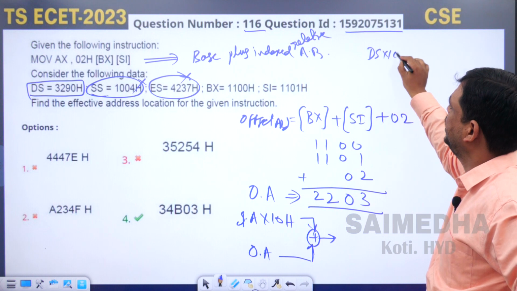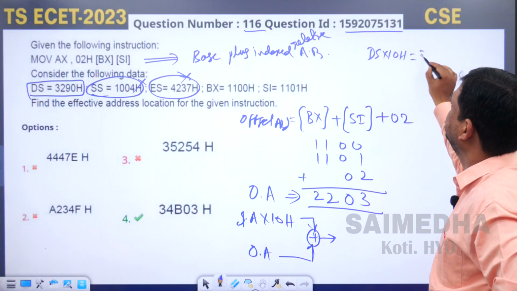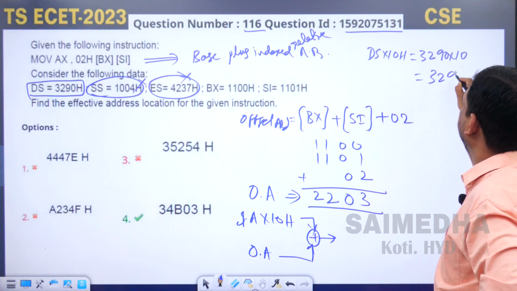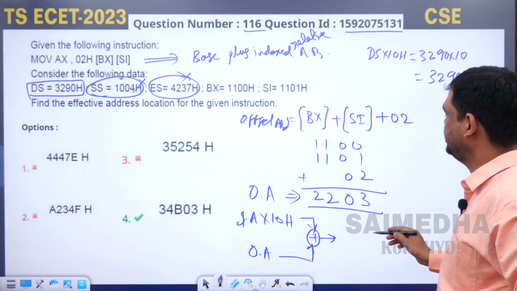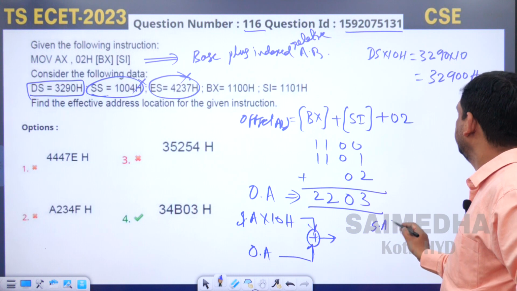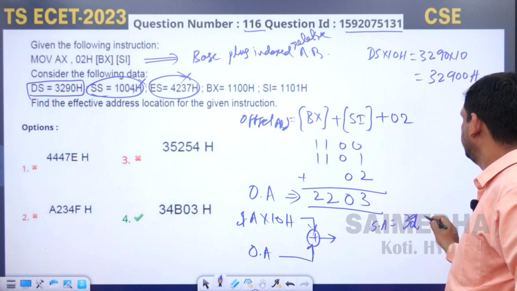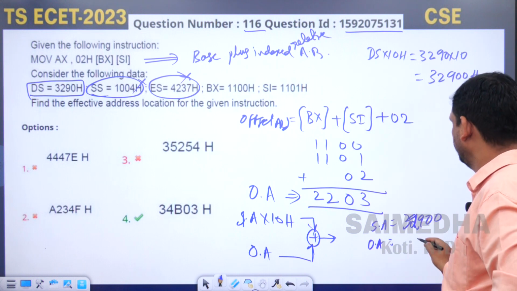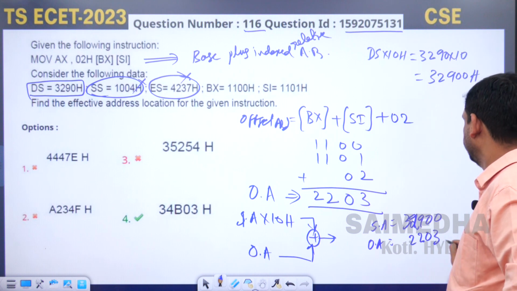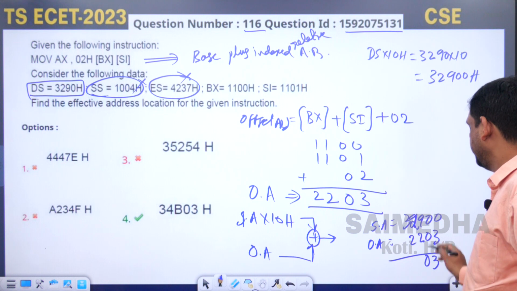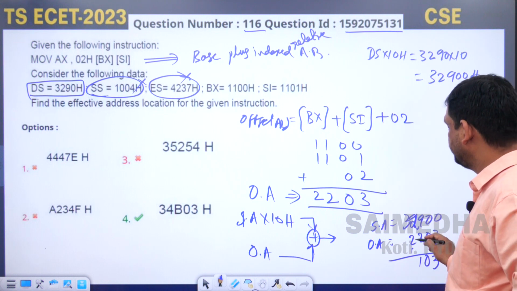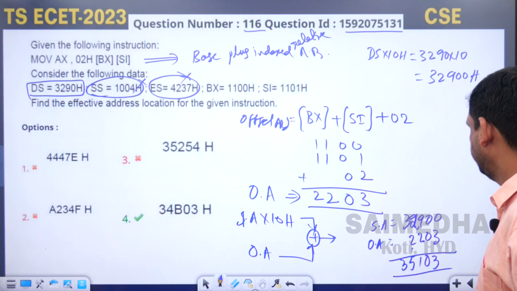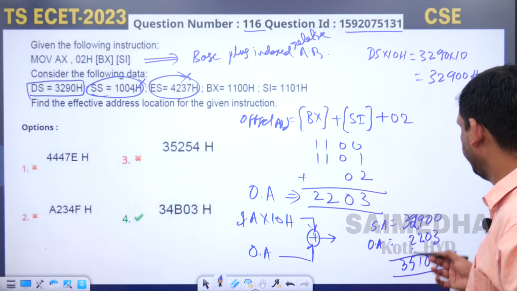So let us write the data segment. The data segment is multiplied by 10H. The data segment data is 3290, multiplied by 10, so it becomes 32900H. Now this is the segment address. Then the physical address is the segment address 32900 plus the offset address. The offset address here is 2203. Then add all this. It gives 3, here 0, 9 plus 2 is 11, and 2 plus 2 is 4, plus 1, so 5, and this one is 3. So what is the address location? 35103. Sorry.